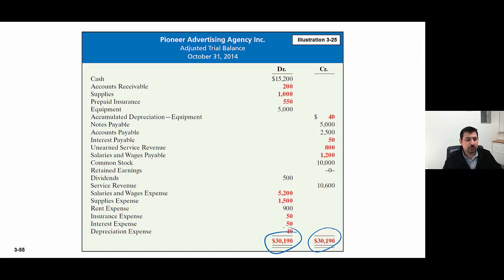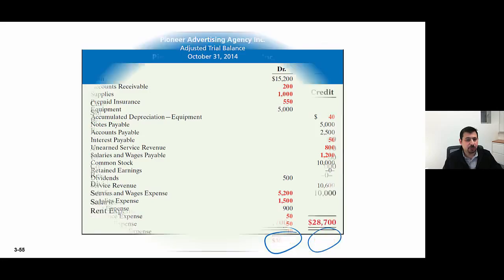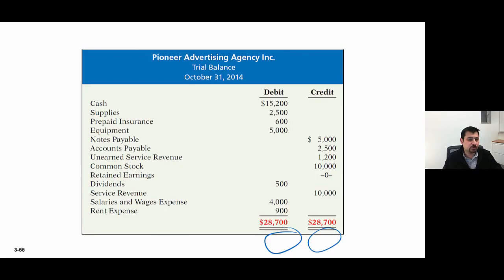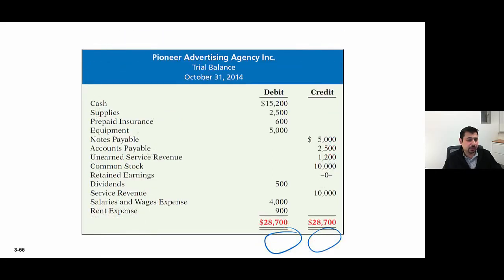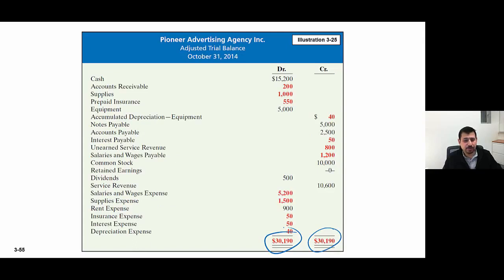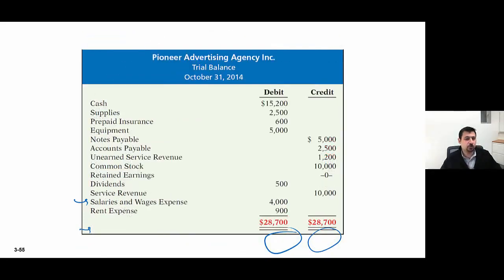And as you can see, in many cases we have more accounts here than we have in the trial balance, because certain accounts were not included, such as accounts receivable. We didn't have any accounts receivable here. Now we do. We didn't have supplies expense, and now we have supplies expense, for example, and others like depreciation expense, etc. Those were not on the original trial balance.